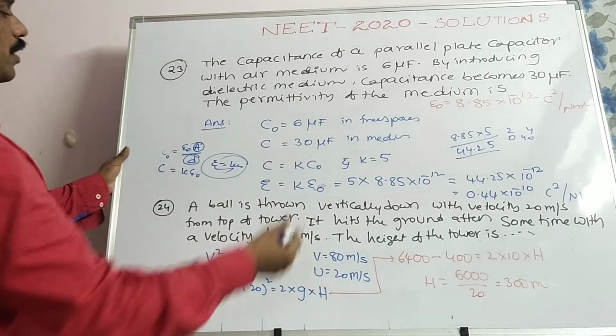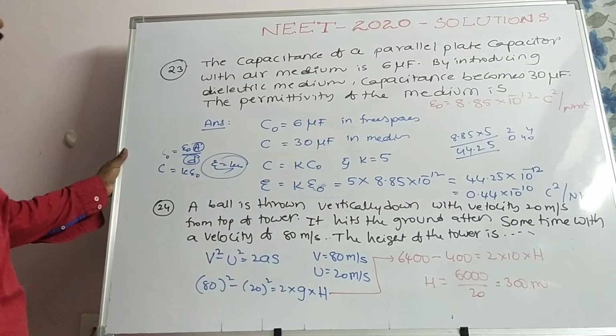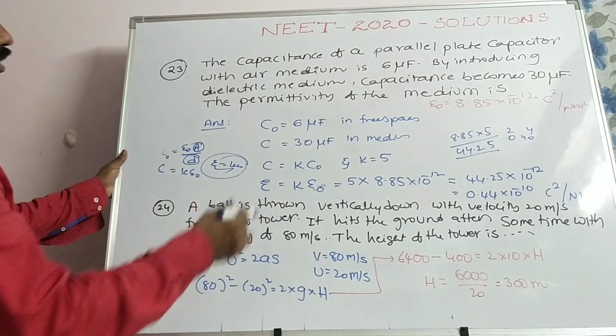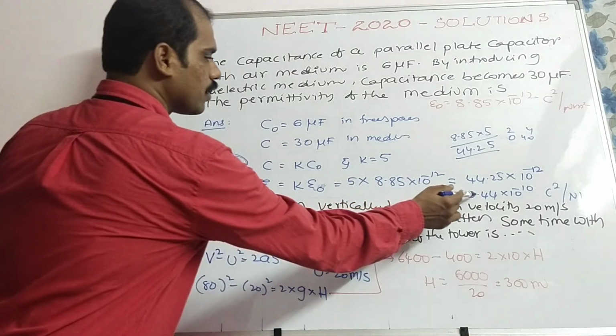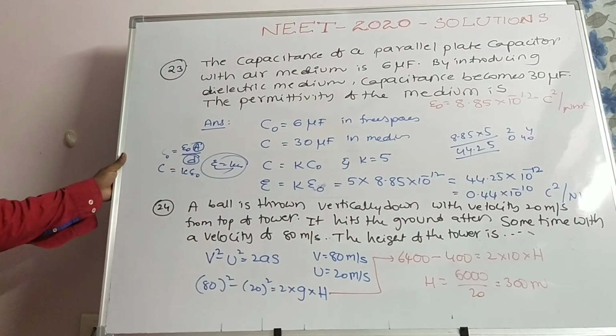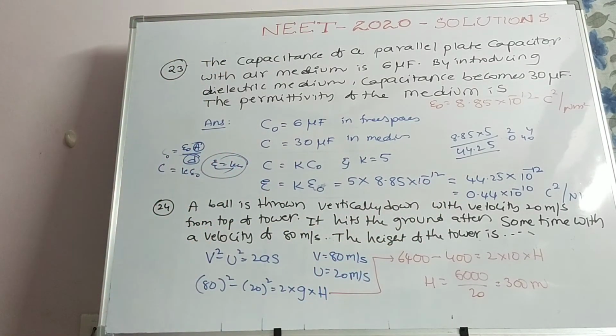So 5 into 8.85 into 10 power minus 12 is 44.25 into 10 power minus 12. Finally, in the given option with two decimal places, we get 0.44 into 10 power minus 10 coulomb square per Newton meter square.